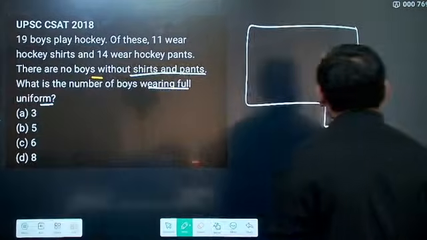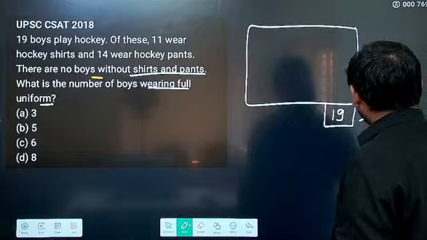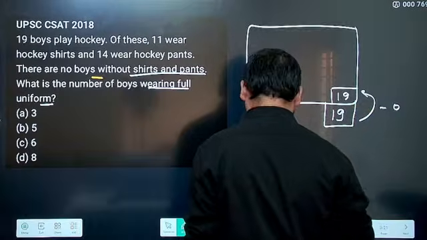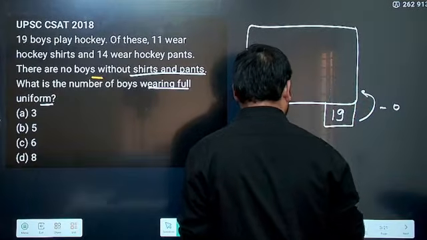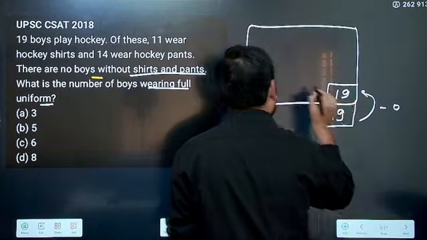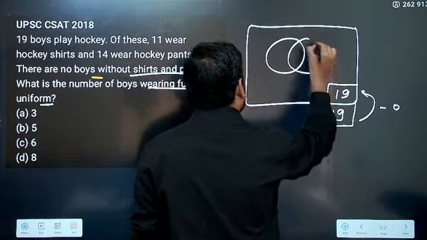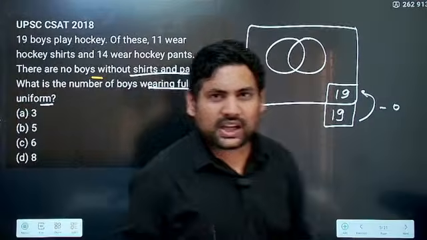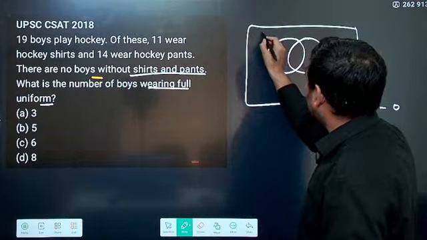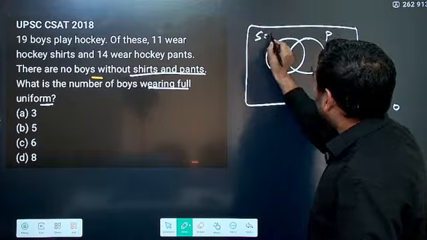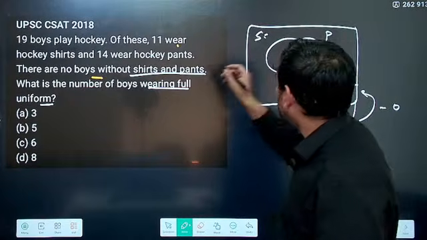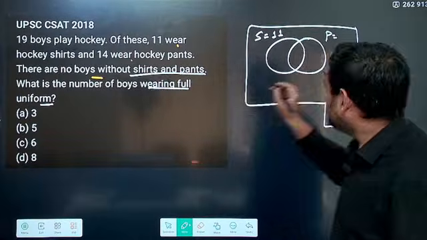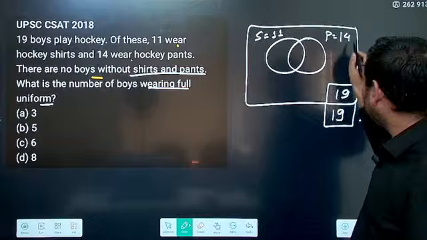So there are no naked boys. So basically, you don't have to subtract anything. So you get here the same 19. That means the diagram will represent 19 people. Now, hockey shirts, hockey pants, or you can simply write shirts and pants. So this is shirts and this is pants. Now, how many people are wearing shirts? 11 are wearing shirts. And how many are wearing pants? 14 are wearing pants. So 11, 14, 19.